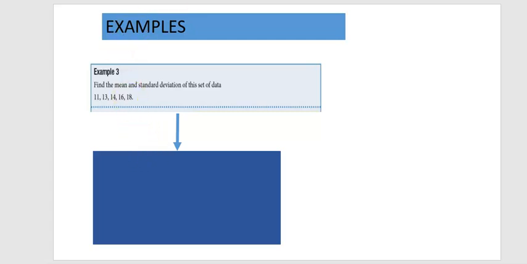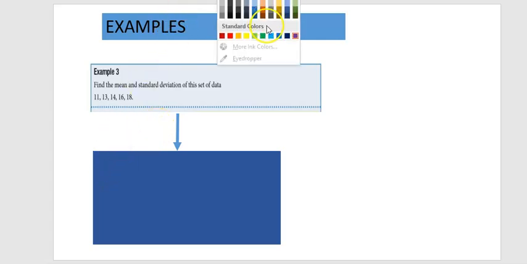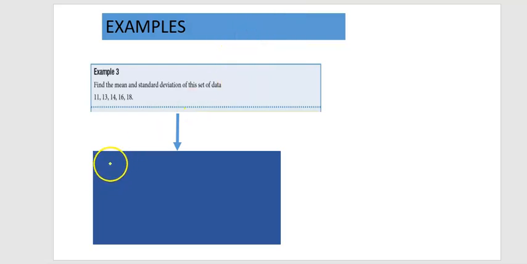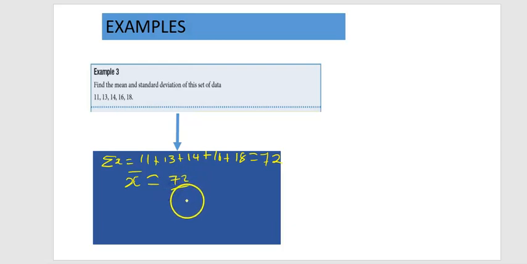So look at example number 3. In this example, find the mean and the standard deviation of the set of data 11, 13, 14, 16, 18, already arranged. Right. So very quickly, we can start by looking at the summation of x. The summation of x, we have 11 plus 13 plus 14 plus 16 plus 18. This should be able to give us 72, right? So the mean is going to be 72 divided by how many? 1, 2, 3, 4, 5. Divided by 5. 72 by 5 is 14.4. Correct.